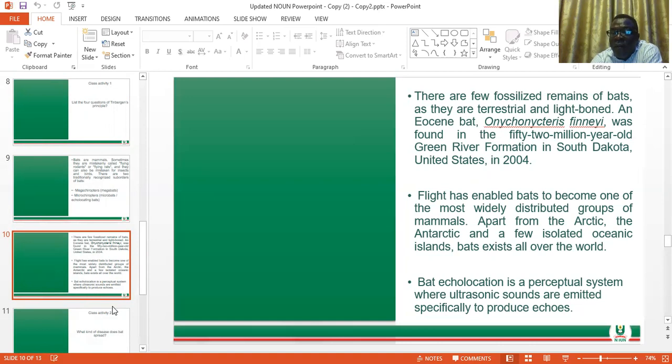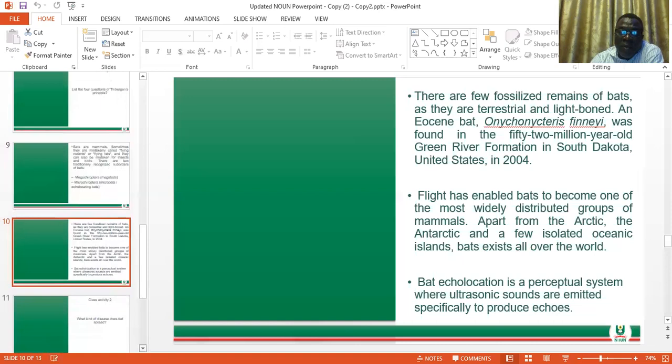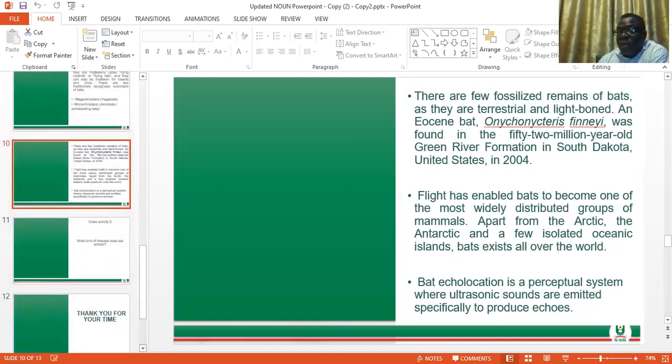And they have a behavioral display called echolocation. It's a perceptual system where ultrasonic sounds are emitted specifically to produce echoes. These echoes help the bats to navigate, to pick up signals, and also to detect enemies around. With these features, they are very successful.